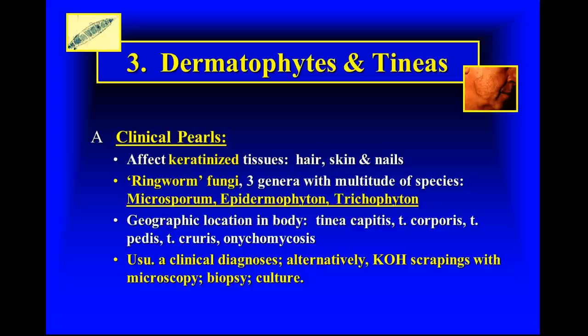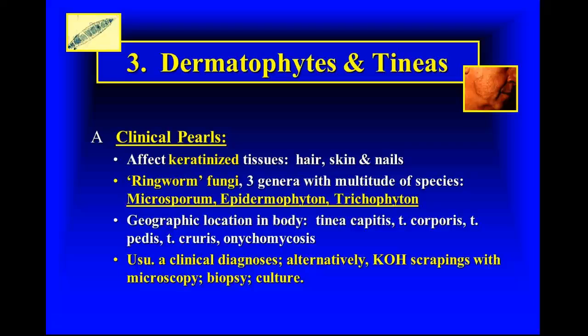The third and last of the important superficial ones are the dermatophytes or tineas, the ringworms. They love keratin: hair, skin, and nails. It's called ringworm fungi. Species within 3 genera: Microsporum, Epidermophyton, Trichophyton. We identify them in the wet lab. I'm not going into that today.